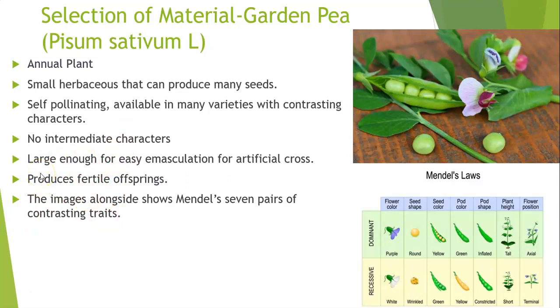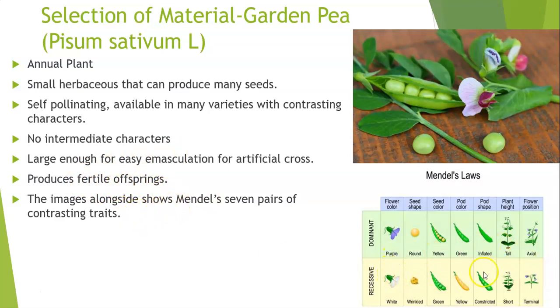The flower was large enough for easy emasculation for artificial crosses. Emasculation is a process where the anther is removed well before anthesis, that is the development of pollen grains. With this help, you could convert the flower into a female flower. Now, this plant was also known to produce fertile offspring.